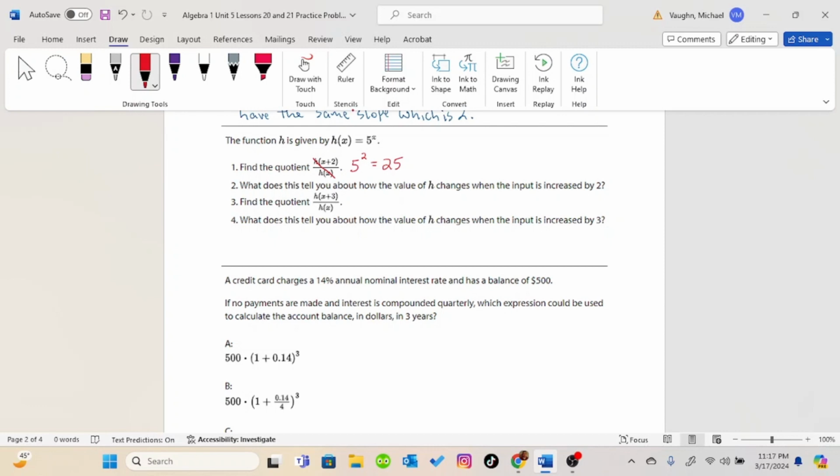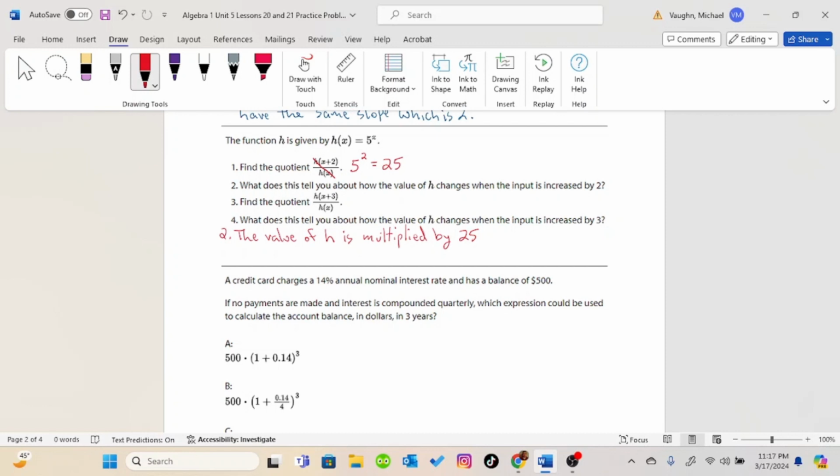What does this tell you about how the value of h changes when the input is increased by 2? The value of h is multiplied by 25.